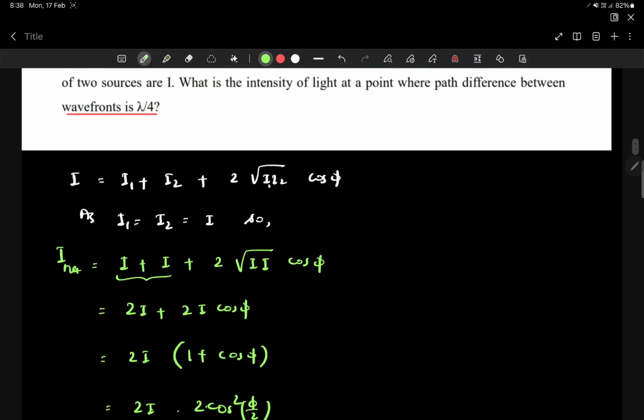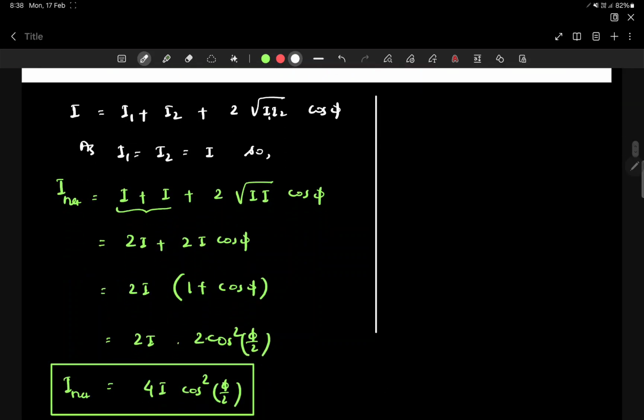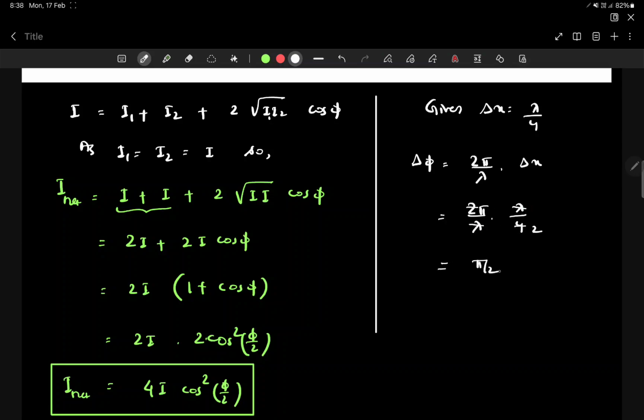But as per the question, the path difference between wavefronts is given as lambda by 4. So from the path difference, how can we calculate the phase difference? That is the main challenge for us. We know the phase difference del phi is equal to 2 pi by lambda into the path difference, and the given path difference del x is lambda by 4. Putting in, 2 pi by lambda into lambda by 4 gives pi by 2. So the phase difference del phi is pi by 2.